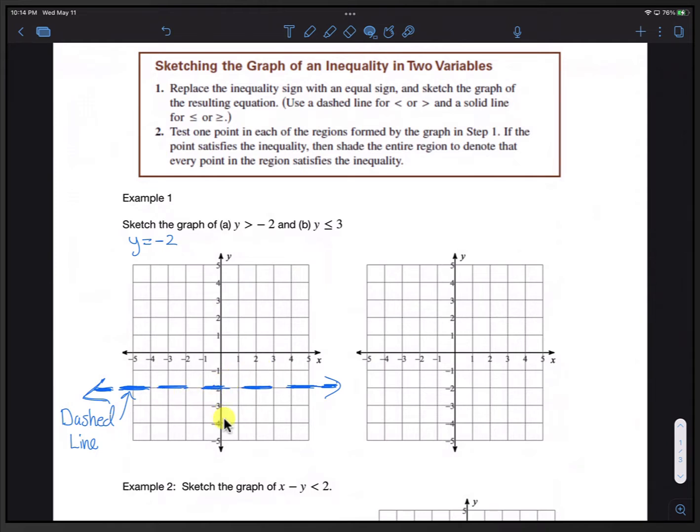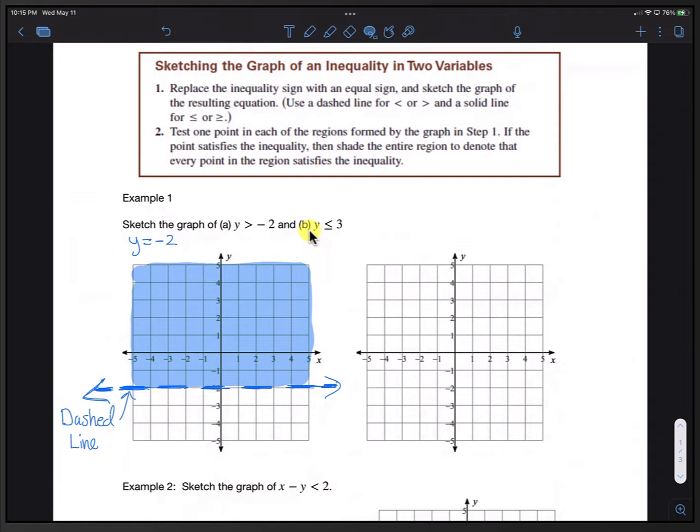And then we choose a point on either side of the line and test it. Well, this is very simple. It says y is greater than -2. So that means we need a point that is above this line, because any point above this line will have a y value greater than -2. So we end up shading everything that is above this line. Everything above this line gets shaded, and that represents the fact that any point in this shaded region would satisfy this inequality.